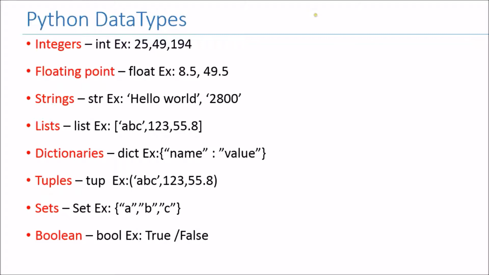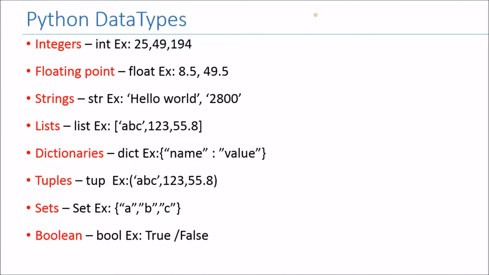Moving on to floating point. Floating point is represented by a decimal. It can have decimal values. For example, 8.5, 49.5 as shown. Even 100.0, though it has a 0, it is considered a floating point due to the occurrence of a decimal point.